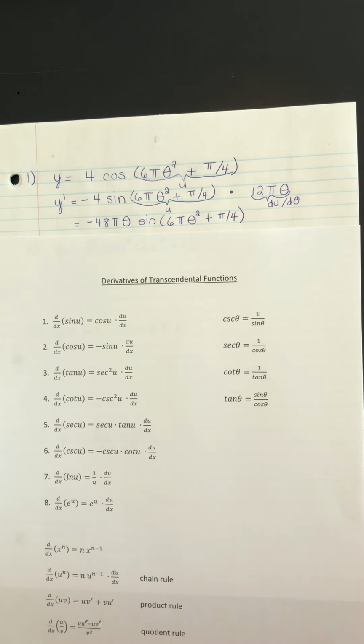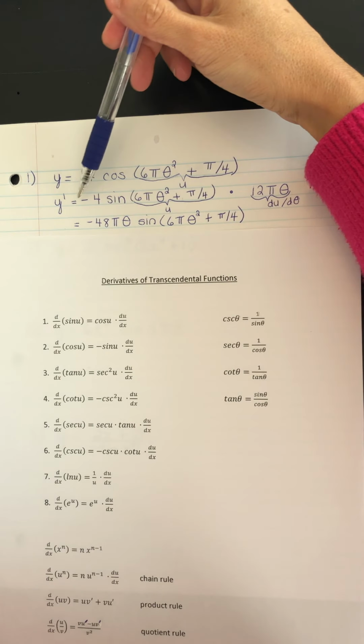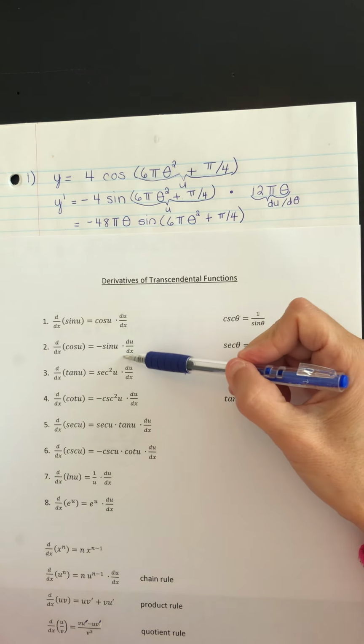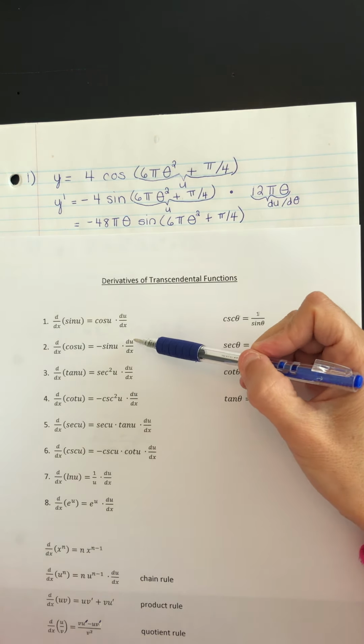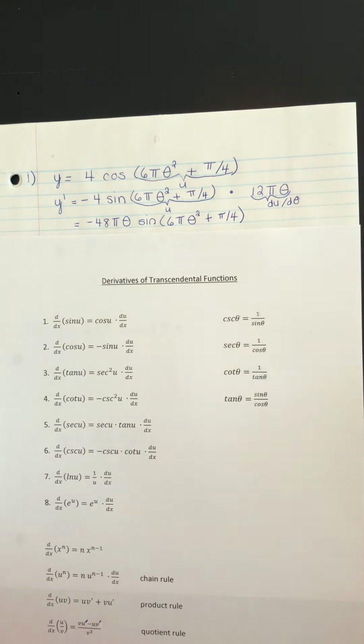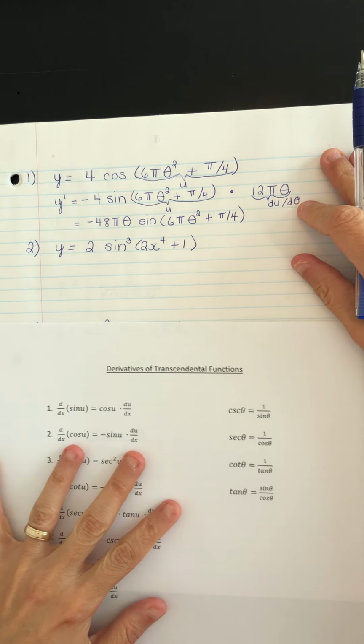Every time again there will be two elements. In this first case, the first element was negative sine u, and that's here. Then multiplication by du by d theta, so the derivative of this argument, which is 12 pi theta. Okay, let's try another one.